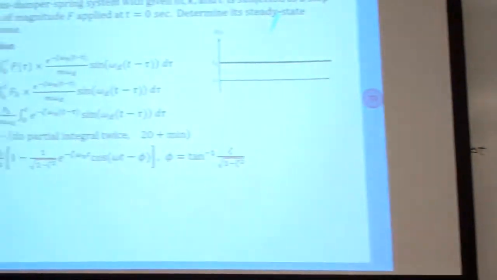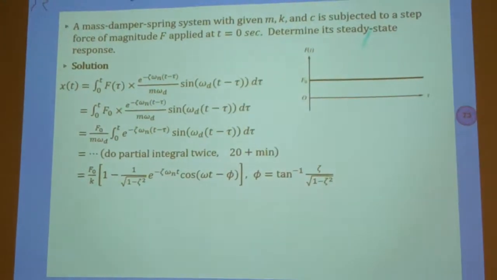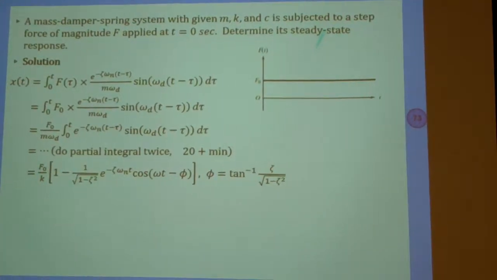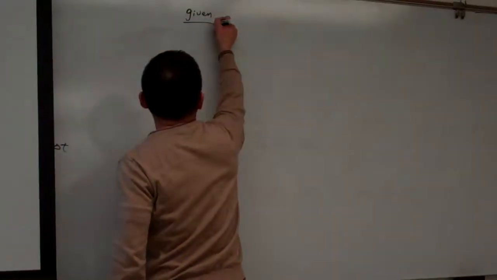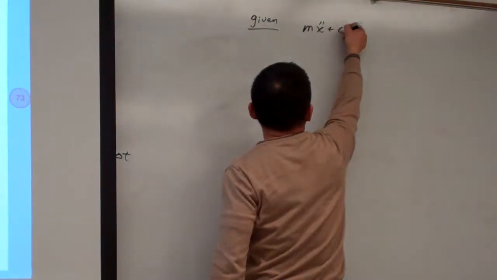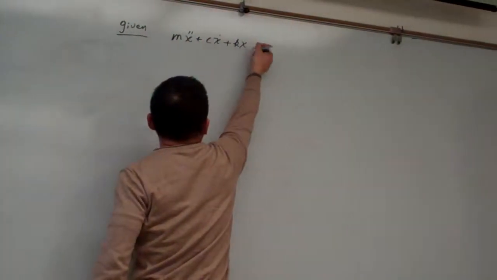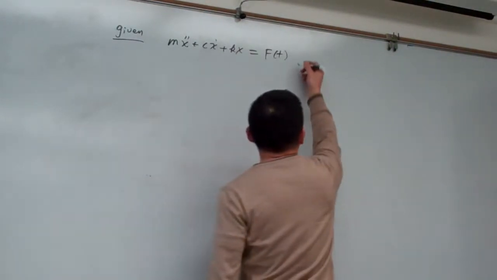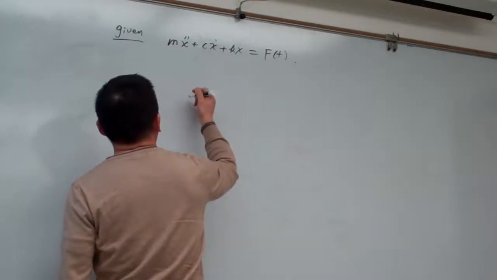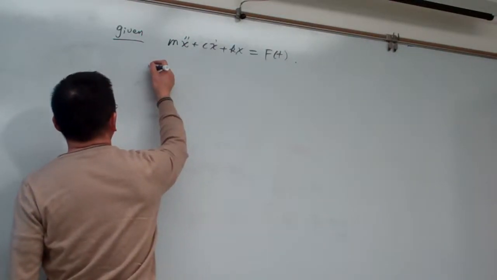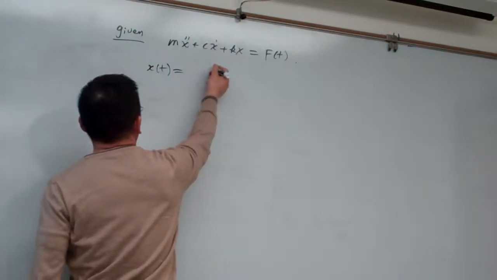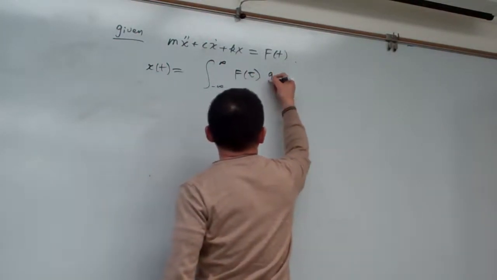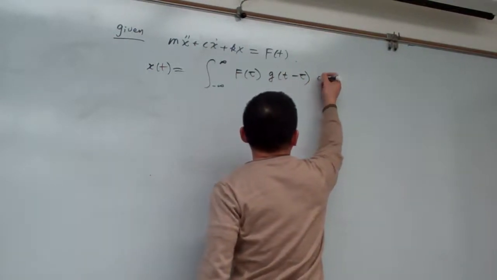To supplement the calculation, let me redo this one here. So we are given a system m x double dot plus c x dot plus k x equal to f of t. Okay, this is the general description, and then for our solution, x(t) will be equal to the integral from minus infinity to infinity of f(tau) g(t minus tau) d tau.